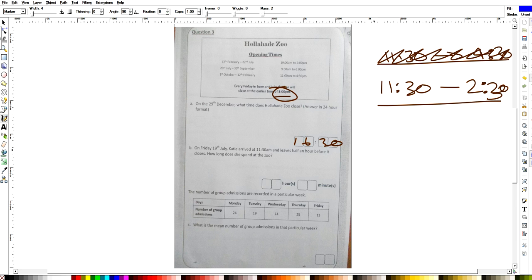So how many hours between 11:30 and 2:30? 3 hours. Exactly. No, I'll tell you that. Okay, no, 3 hours exactly. Because you're going from 11:30 to 2:30, so there's no extra minutes in that side.